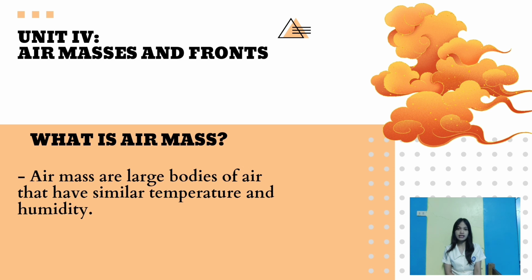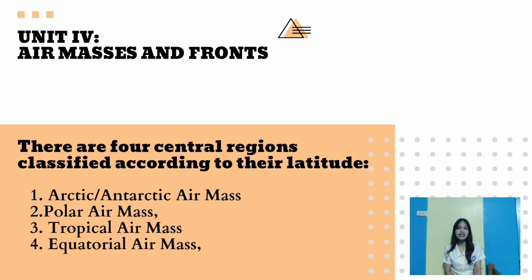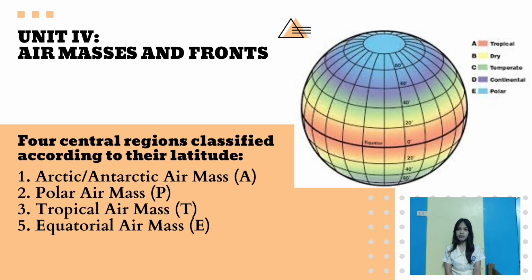Parts of Earth's surface that are particularly suited to generate air masses because they are extensive, physically uniform, and associated with air that is stationary or anticyclonic. There are 4 central regions classified according to their latitude: Arctic or Antarctic air mass, polar air mass, tropical air mass, and equatorial air mass. A capitalized initial identifies each of these regions. It means A stands for Arctic or Antarctic, P stands for polar, T stands for tropical, and E for equatorial.